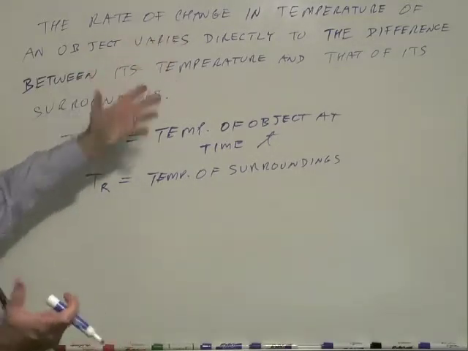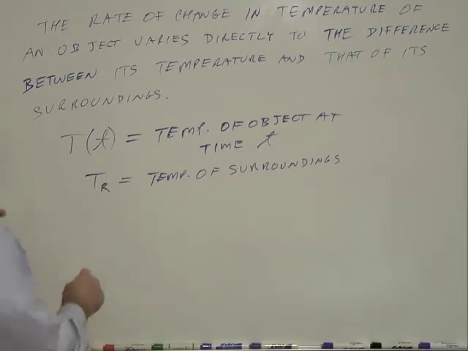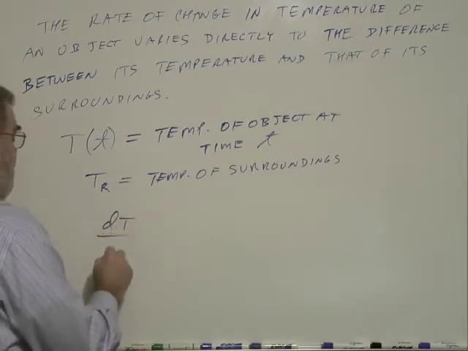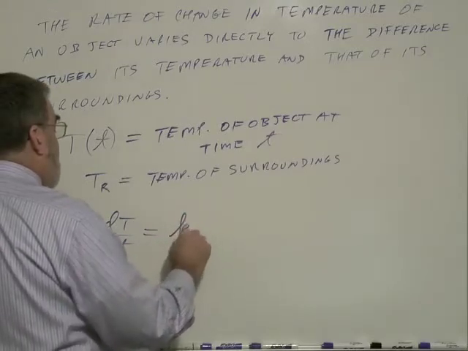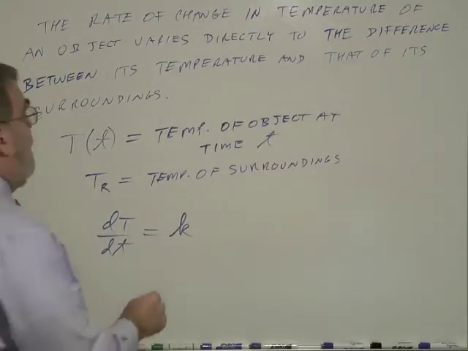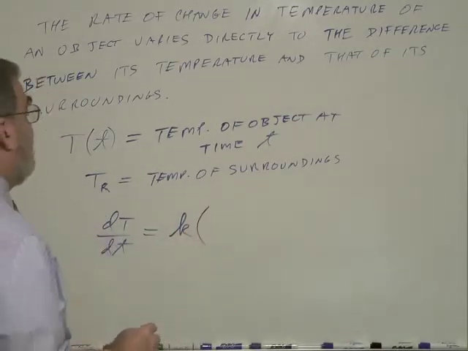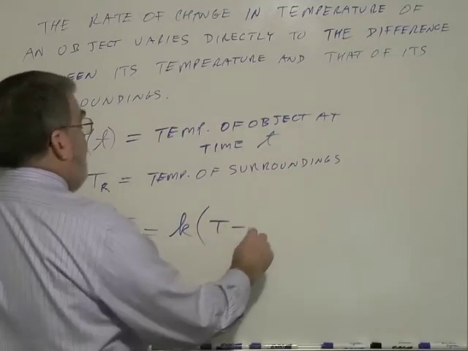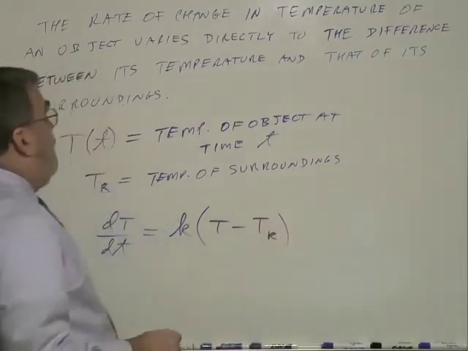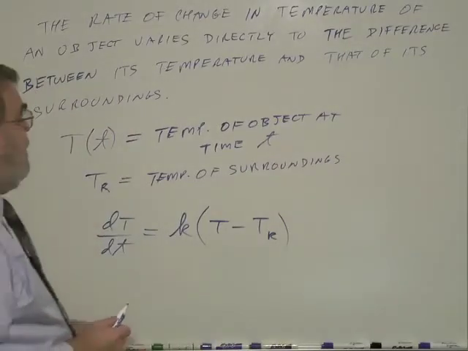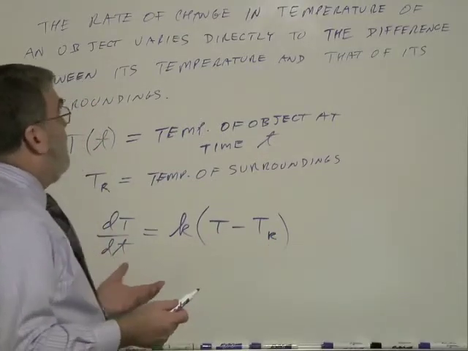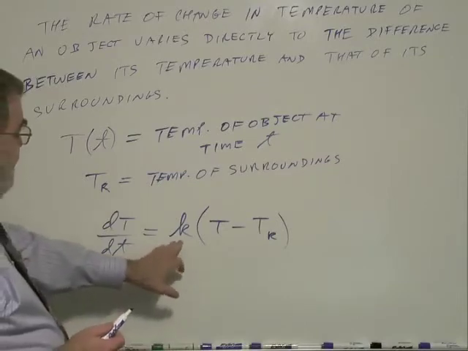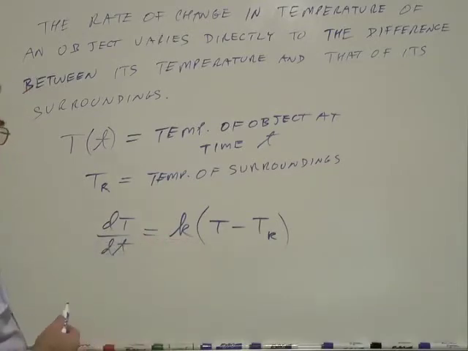And so the rate of change in temperature, that's a derivative. So the derivative of temperature with respect to time varies directly. That means there's a constant K multiplying the difference between its temperature and that of its surroundings. So the rate of change varies directly to the difference between the temperature of the body and its surroundings. And when you talk about varies directly, you set it equal to by introducing this constant of variation K. So there's our basic differential equation.